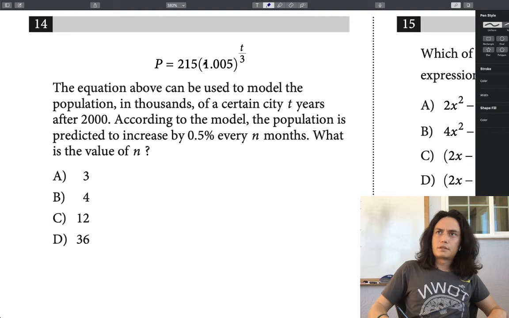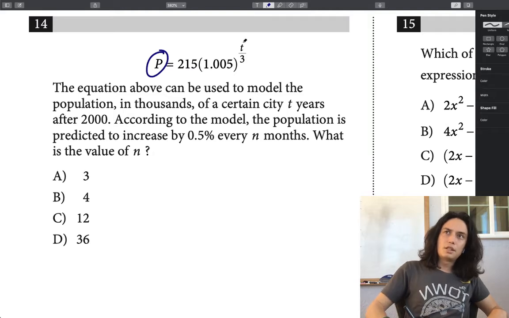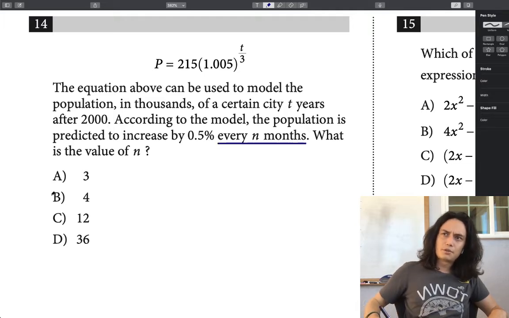And we just want to track and see what's going on. The equation can be used to model the population. Here's the population in thousands of a city. Here's T years after 2000. And it's increasing over time. And this is this sort of base value that it's increasing by. And it's increasing 0.5% every so often. They're saying every n months. And then their question, all of these answer choices are values of n. The units that these are in, these are like how many months?